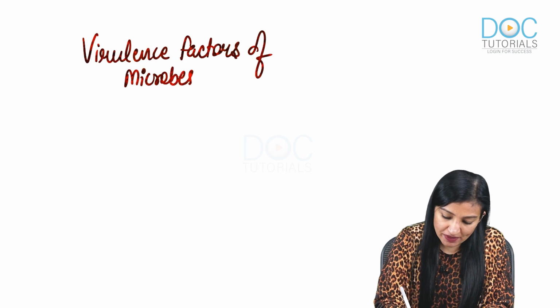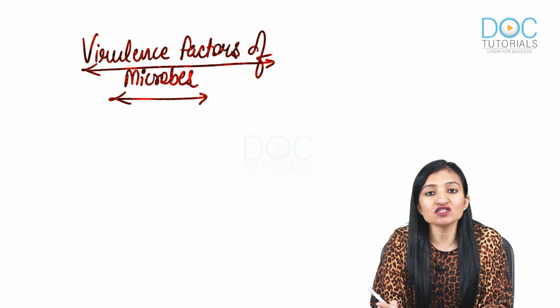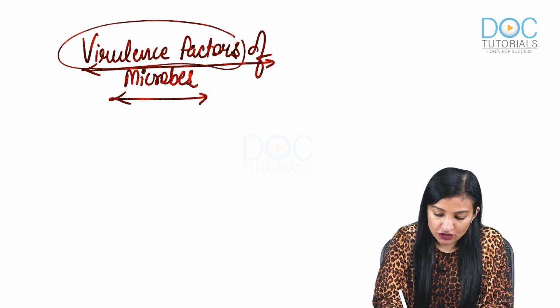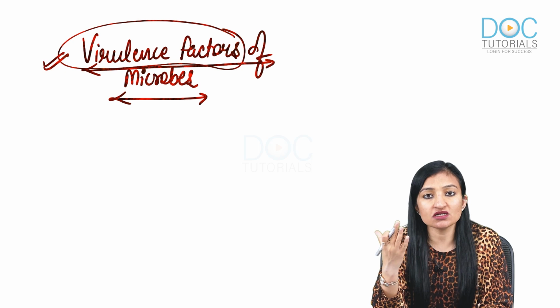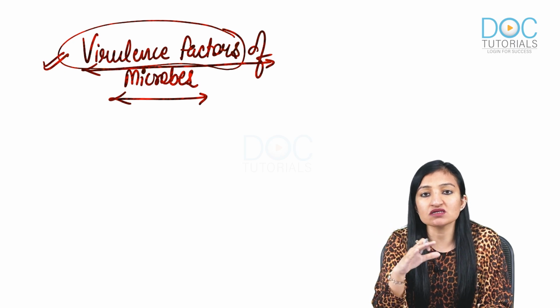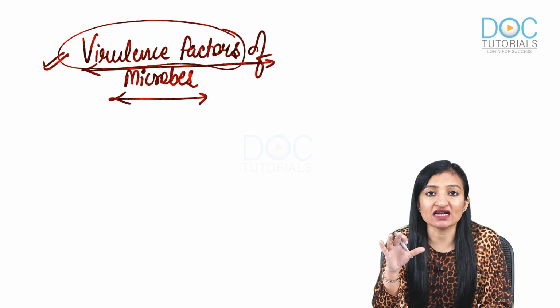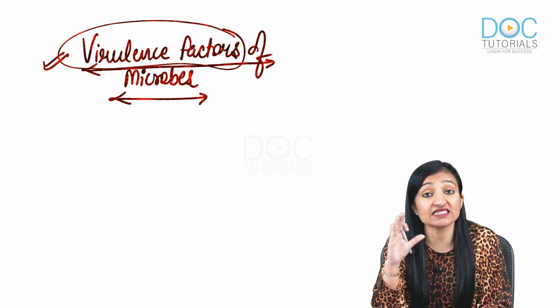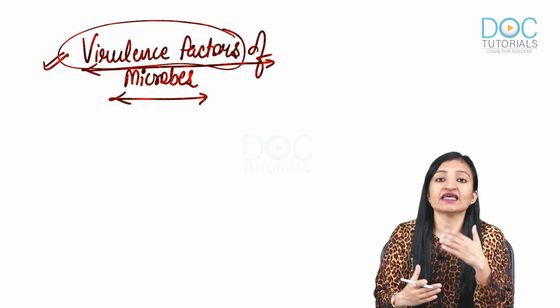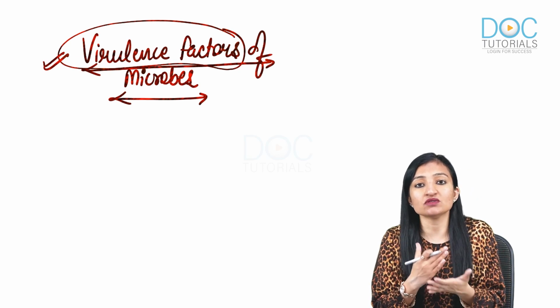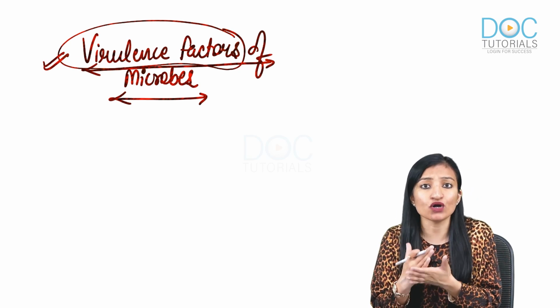Now, the next important topic is the virulence factors of microbes. Virulence factors are those structural components of microorganisms, or certain proteins produced by them, which help the microorganisms to harm the host and cause disease in the host. In other words, they can be referred to as the arms and ammunition of microorganisms.